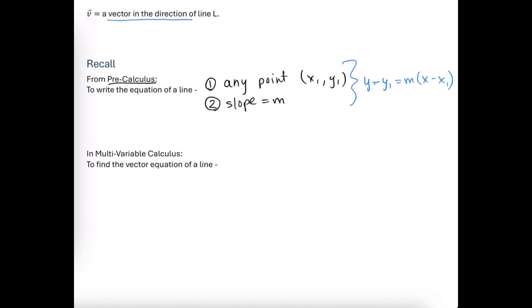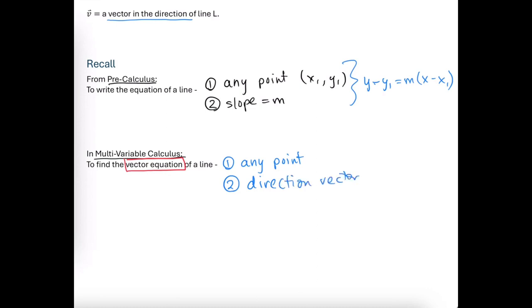So in multivariable calculus, we're actually going to be writing the equations of our lines as vector functions. Again, vector function and vector equation are the same thing. In order to find the vector function or vector equation of a line, similarly, we're going to need a point on the line to start from. And instead of having the slope that gives me the direction of the line, we're going to be using a direction vector that gives us the direction of the line.